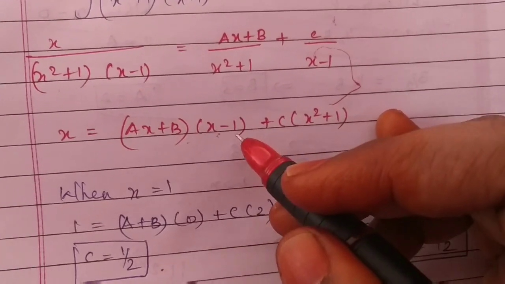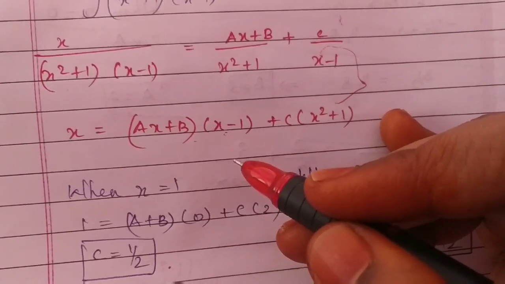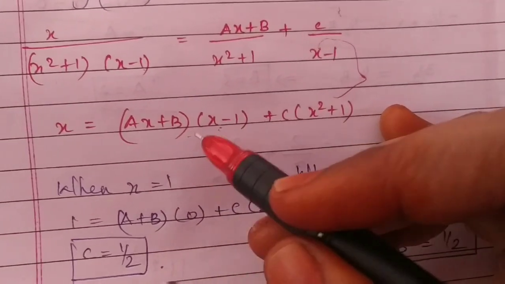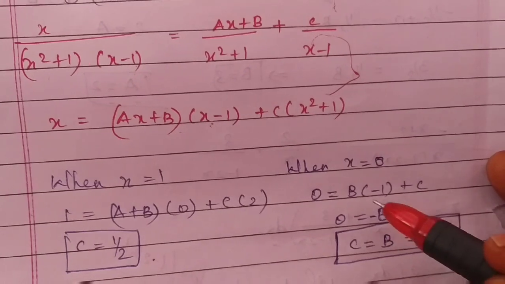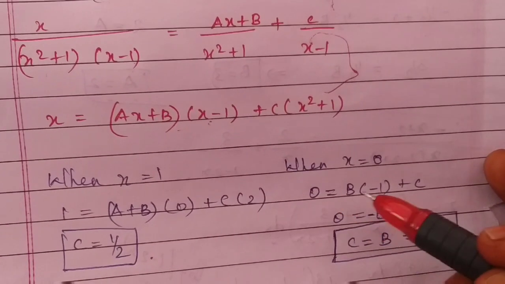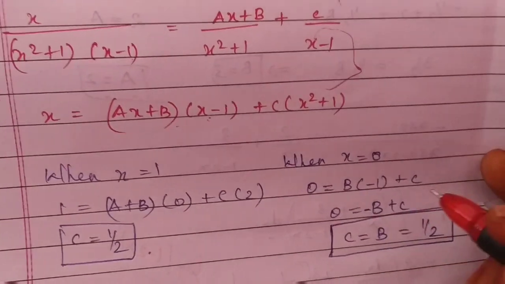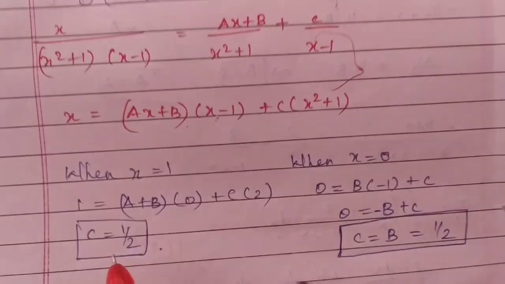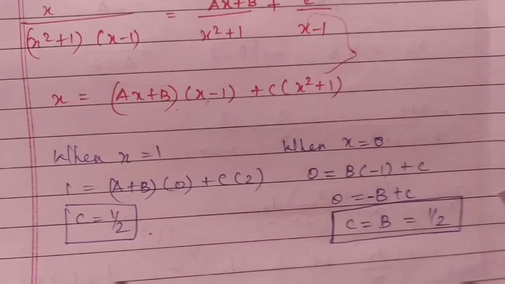But you can substitute any value, you can form equations and solve them, that is also correct. One more easy thing to substitute is 0. If I substitute 0, I get 0 equal to minus b plus c. Therefore c value is nothing but b. We have found the value of c already, so b value is nothing but half.